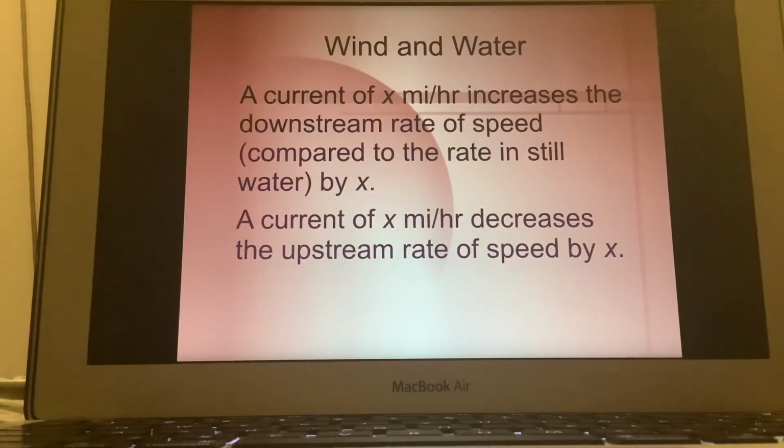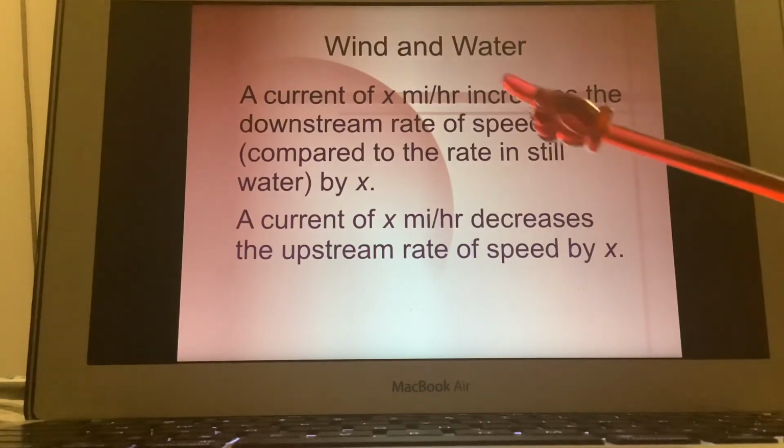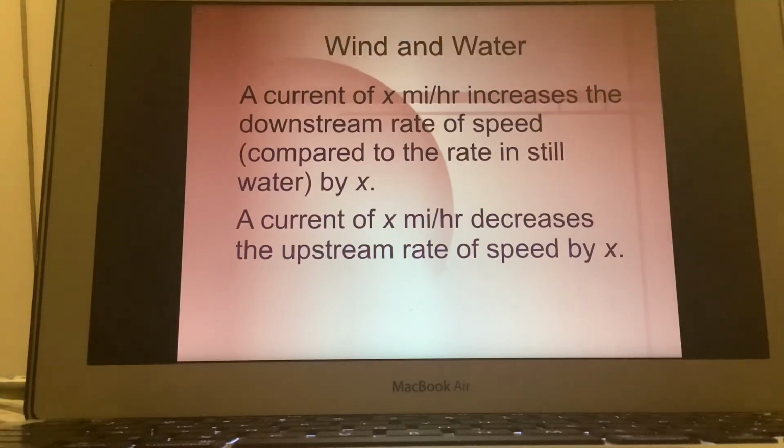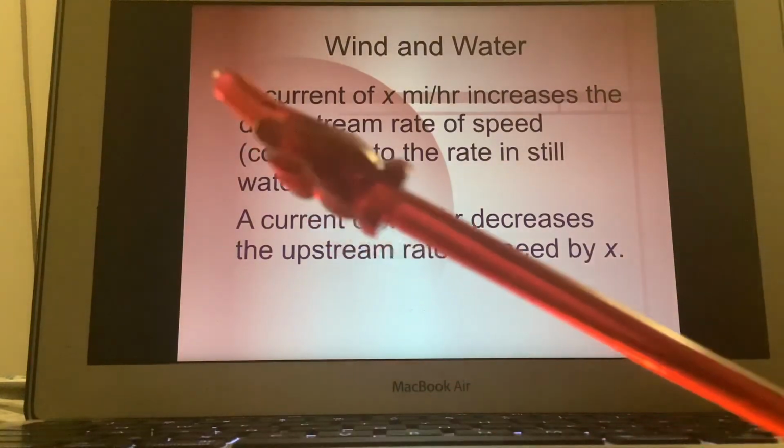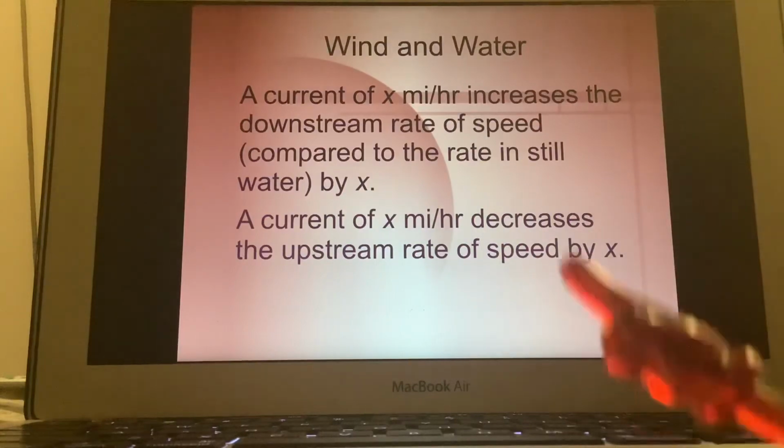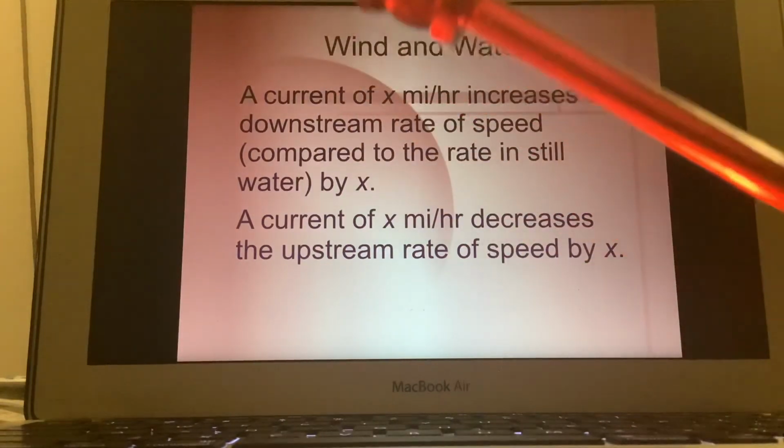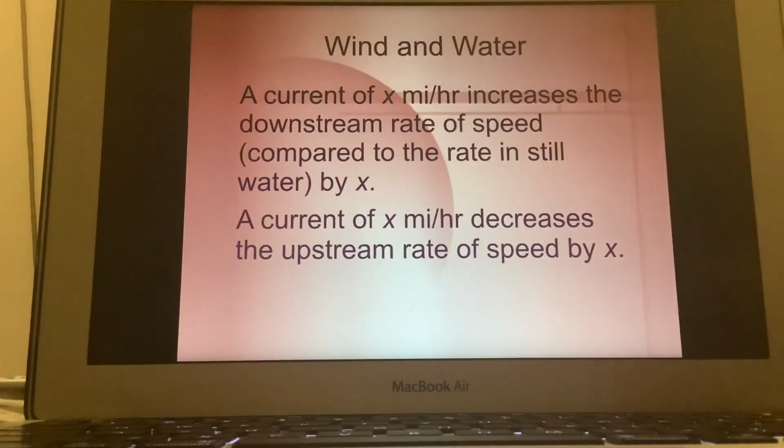A current of X miles per hour decreases the upstream rate. So if your water is going upstream, then the rate is decreased. It's got to go slower. If you think about this, this is like the roller coaster rides at Great America, where when the roller coaster is going up, it's going slower because it's slowly, slowly going up. And then all of a sudden, like the drop zone, it's going to drop and it goes really fast when it drops.